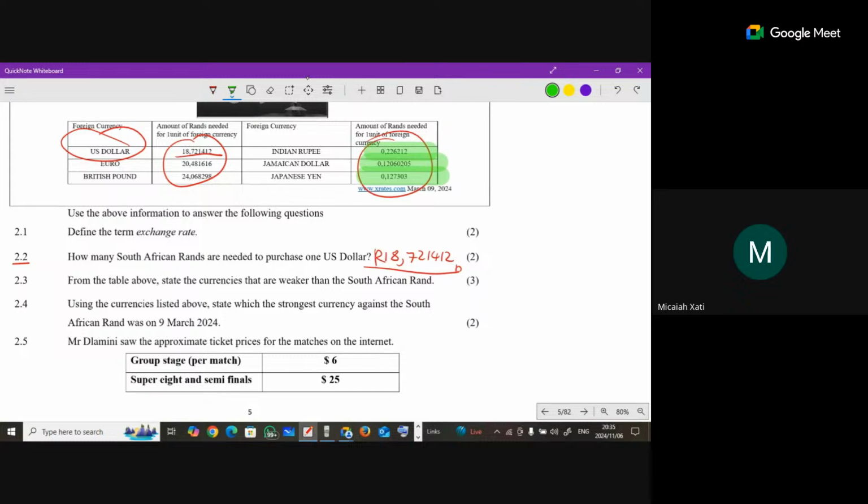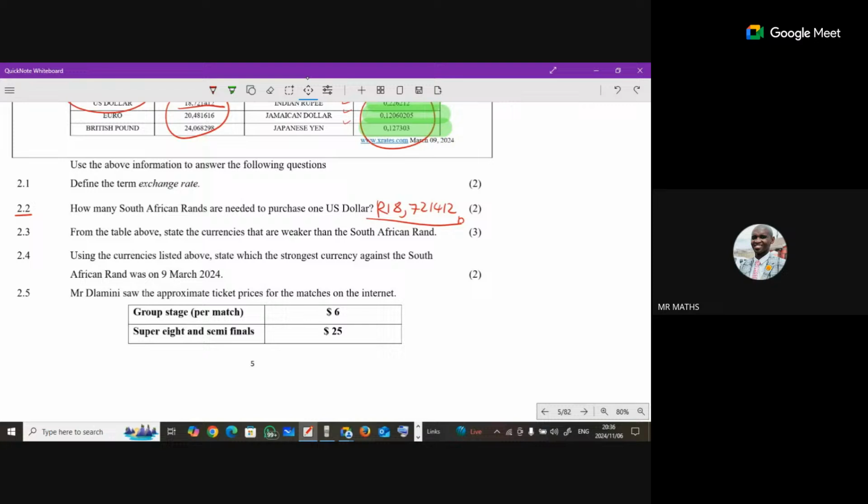2.3 Indian rupee, Jamaican dollar and Japanese yen. Okay, wonderful. So these ones. So this question from the table, state the currencies. So you have stated Indian rupee, so you understand that one, which is good. Then we move on to 2.4.